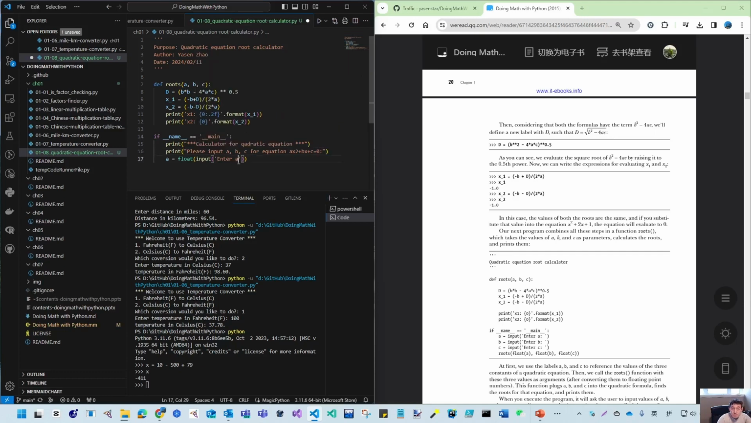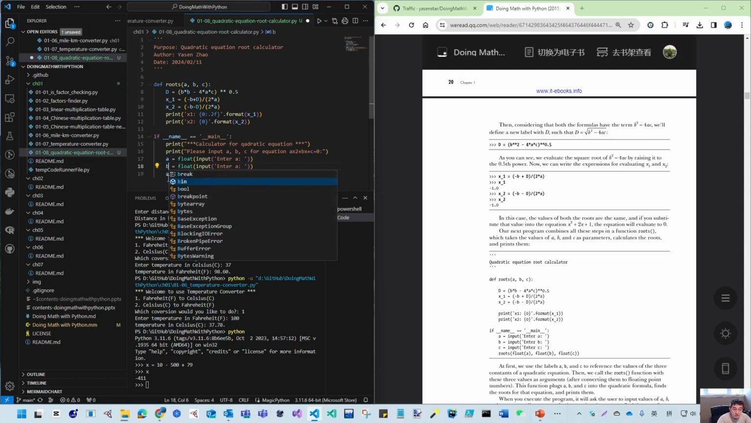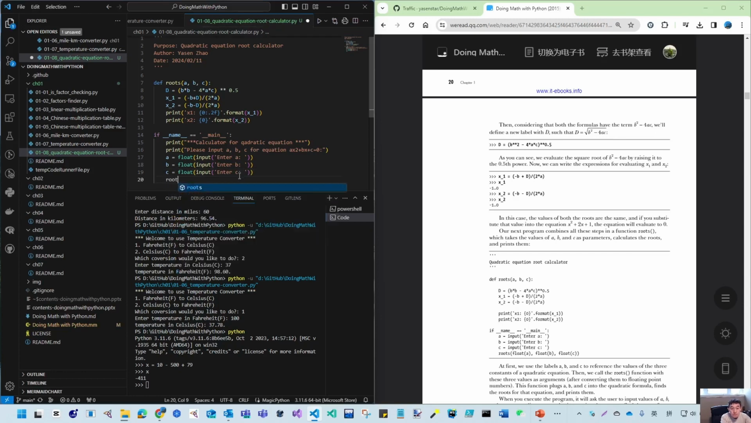So now people may know what this A looks like. And then I will copy this to another two lines. So the second line is B, the third line is C, and here is B, here is C. So we already convert that to the float number. Then when I call this function, it is quite easy. I just transfer A, B, C.